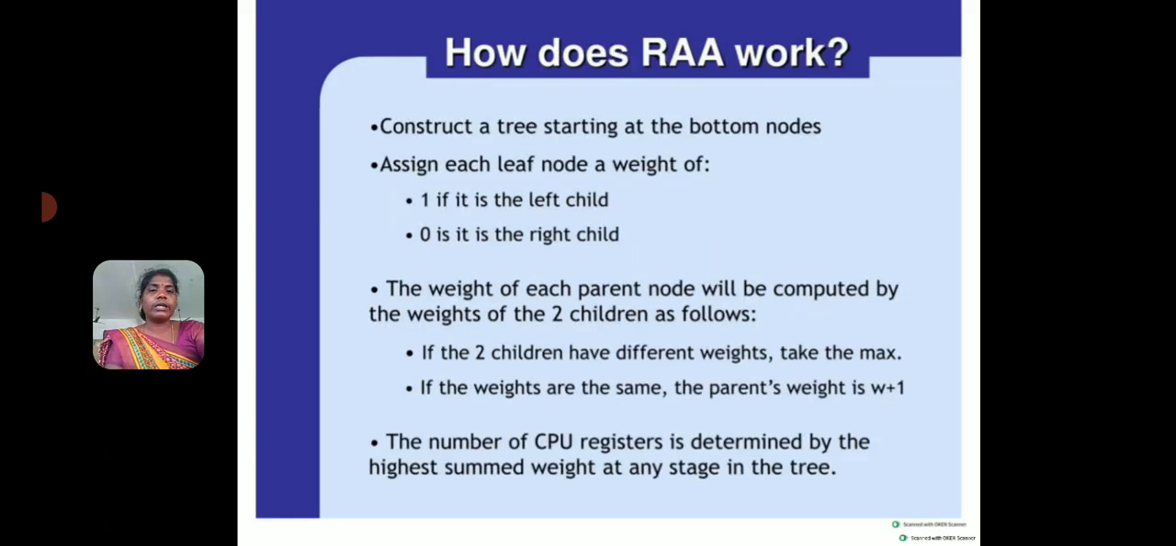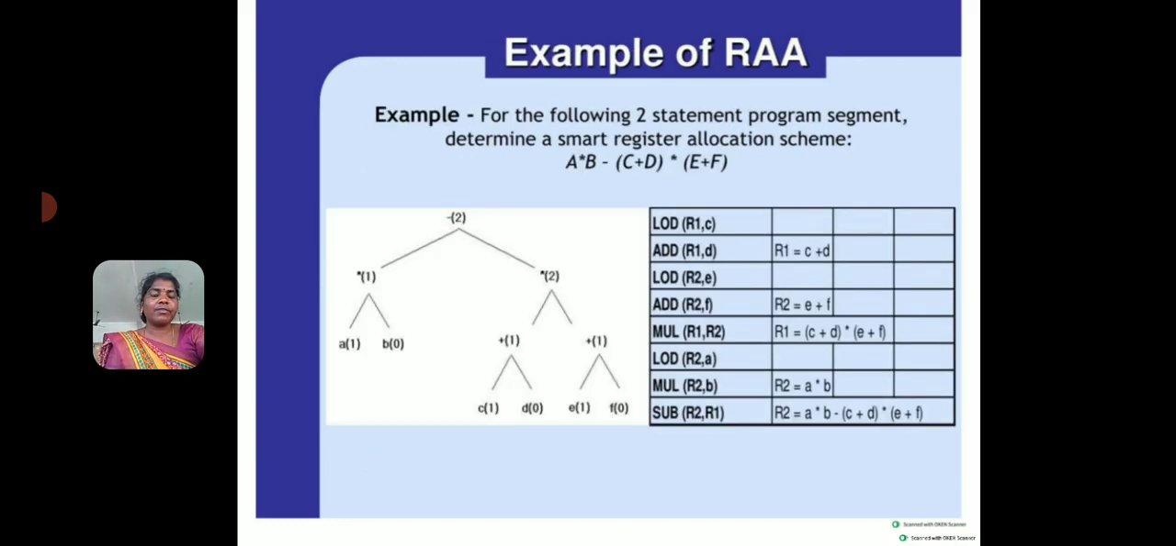Then how does the RAA work? This is the simple way it works. Construct a tree bottom-up, starting from the leaves. Then assign each leaf node a weight: 1 if it is the left side, 0 if it is the right side. This is the format to create a tree and a leaf node. The weight of each parent node is computed from its two children. If the two children have different weights, take the max. If the two weights are the same, W, the parent's weight is W plus 1. That's all. An example is displayed here as a tree.